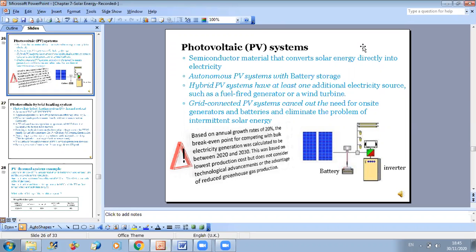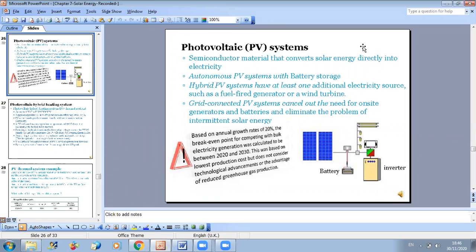So as we said, sometimes we can combine any solar system with another system, such as a fuel-fired generator or a wind turbine. And currently, what we are using a lot is grid-connected PV systems, because by connecting them to the grid, when we have an excess of solar energy, we can give energy to the grid. And on the other hand, when solar energy is not enough, we take energy from the electricity grid to operate, if you want, our house. Okay, so in this way, we can maintain a constant amount of electricity provided to our system.